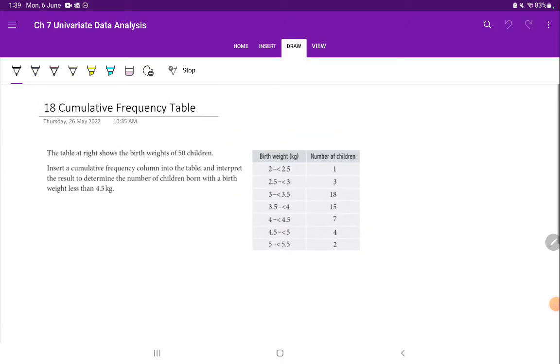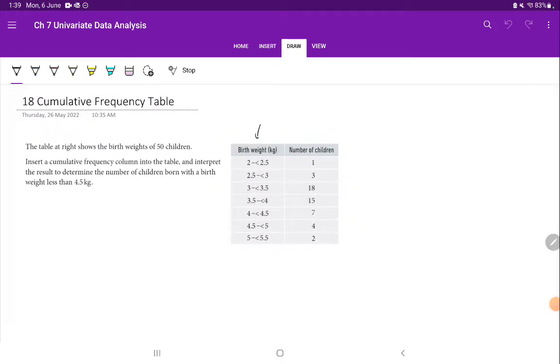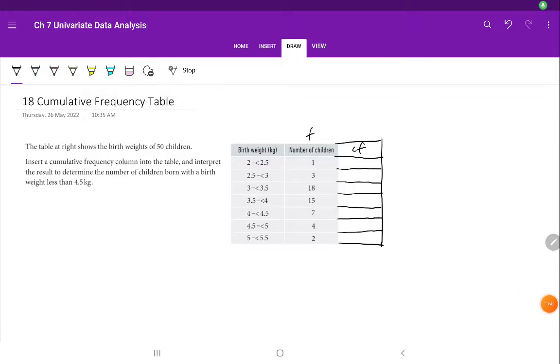use it. So just to see from this table here, we've got the birth weight in kilograms, and then we've got the number of children here. The number of children, well, that's a type of frequency. And so when we add our cumulative frequency part of it, that is going to be the next section of the table. So let me just pause and set up the table. Alrighty. So let's just do up the cumulative frequency.